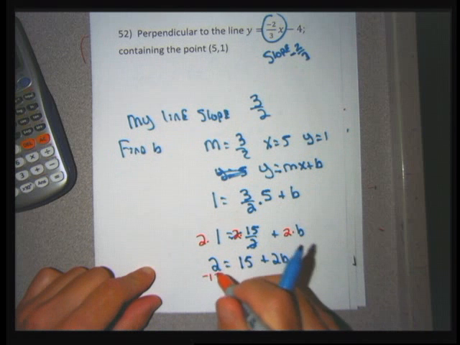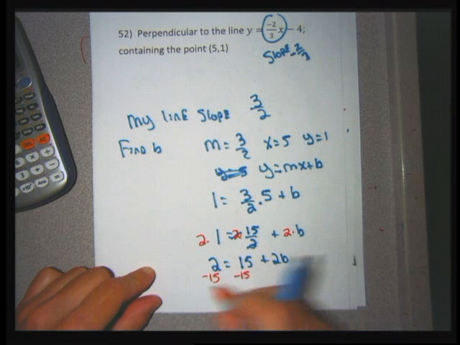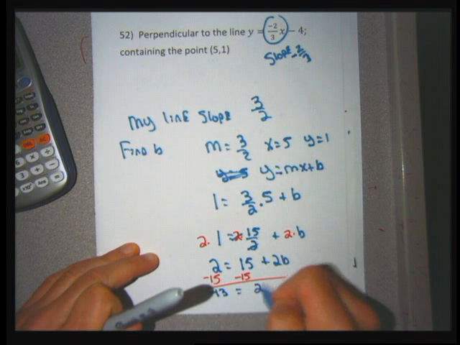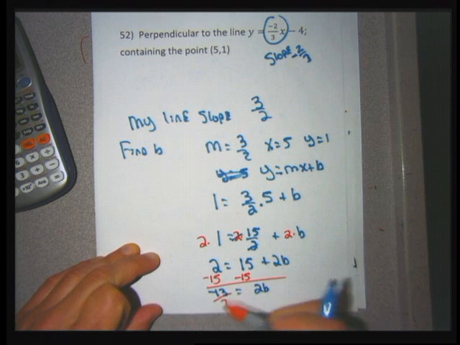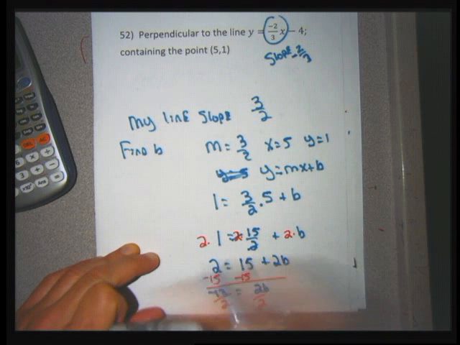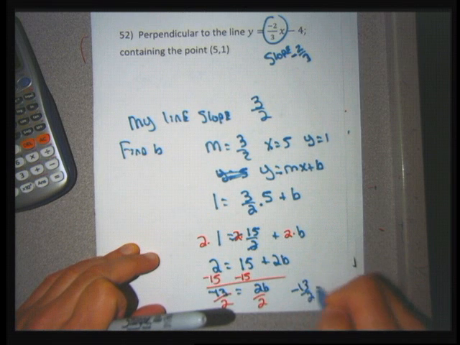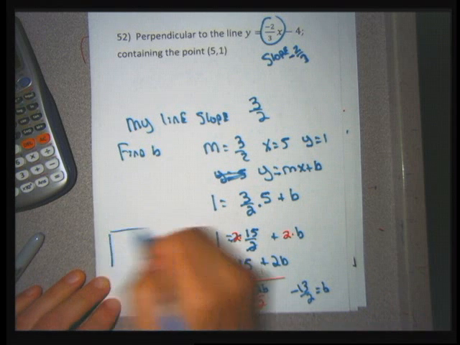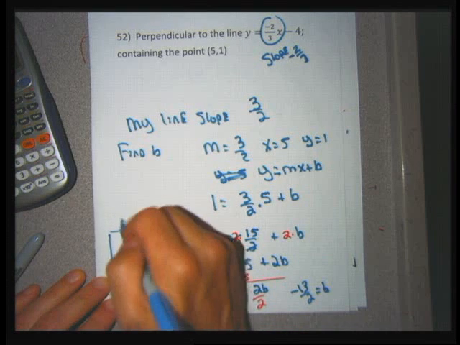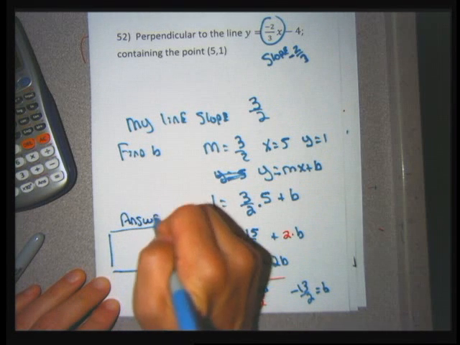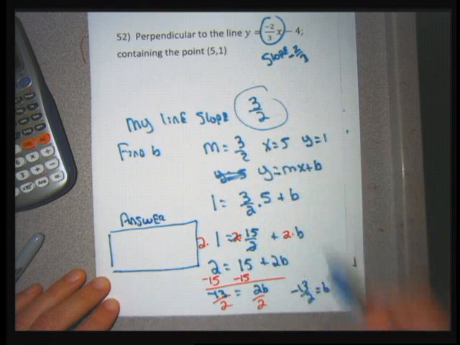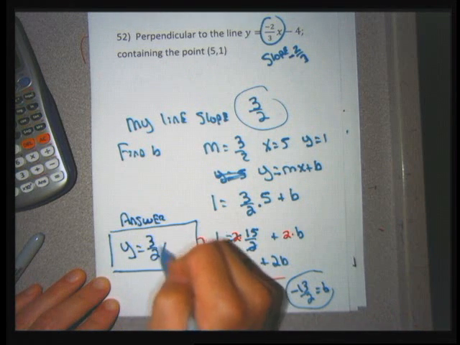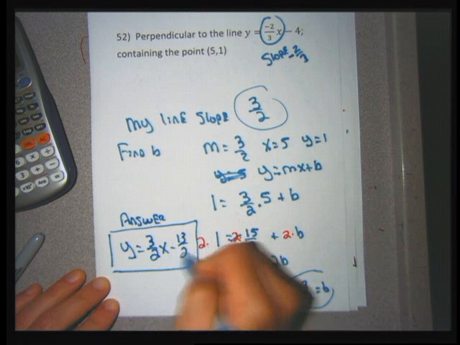Minus 15 and divide by 2 will take me to where I need to be. 2 minus 15 is -13. This gives me -13 equals 2b. I'll divide by 2, divide by 2. I get -13 over 2 equals b. So the answer that I'm going for, the equation of the line that I want, needs to have the right m and the right b. And it's going to be y equals 3/2 x minus 13 over 2.